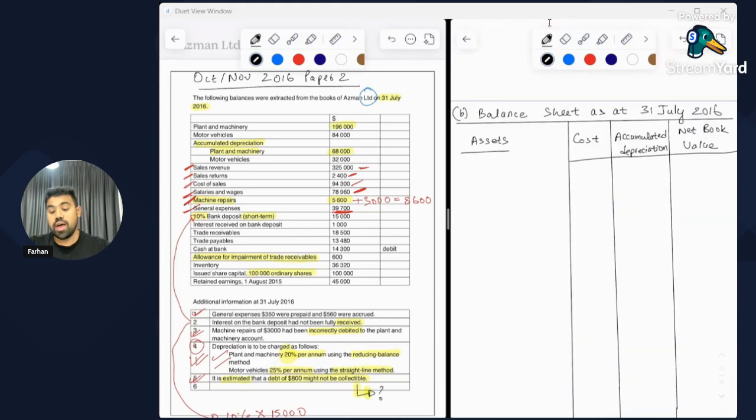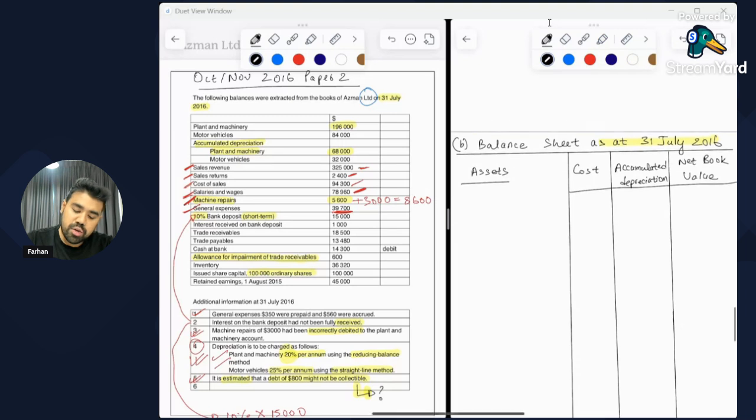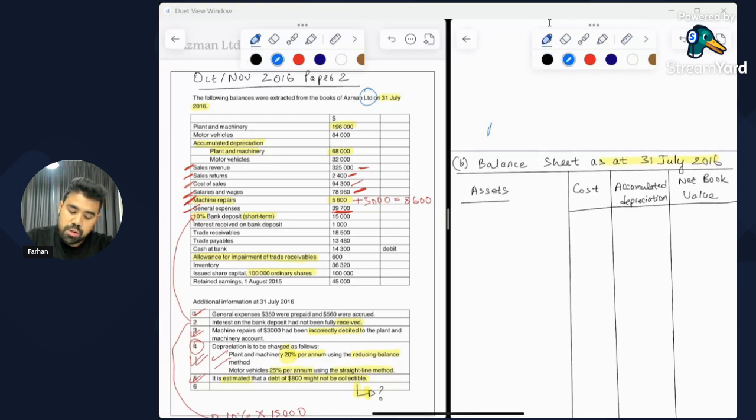which is also known as the statement of financial position. Okay. So the balance sheet as of 31 July 2016. So the balance sheet is essentially us proving the accounting equation. And what's the accounting equation? If you recall, the accounting equation is the total of all assets must equal the total of all equity and the total of all liabilities added together.